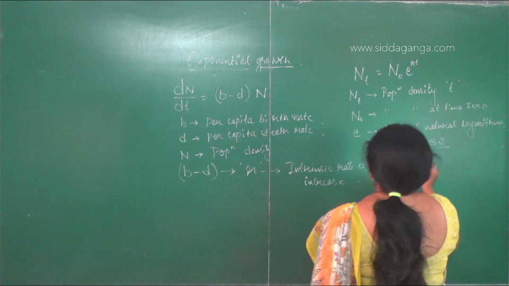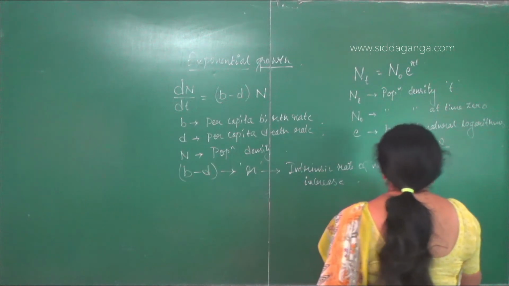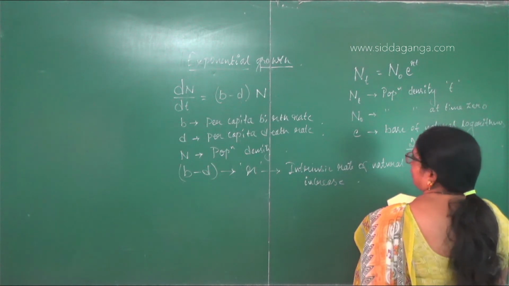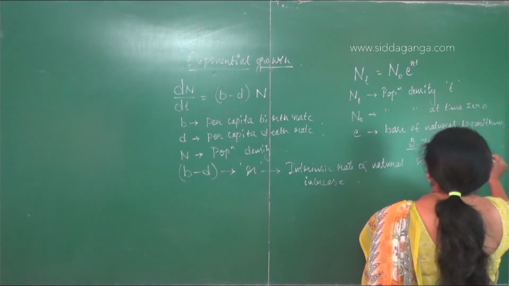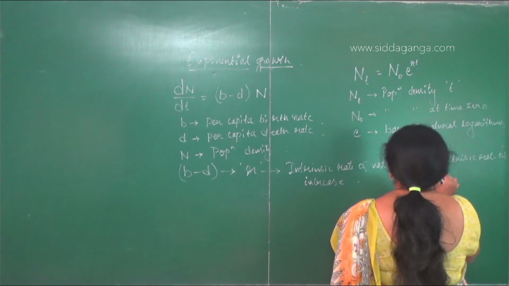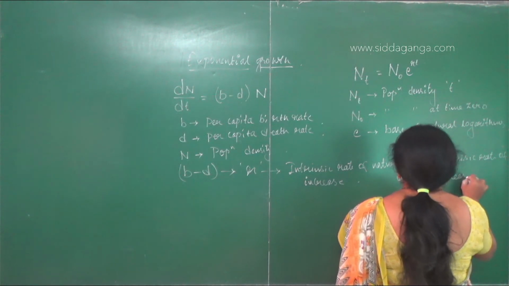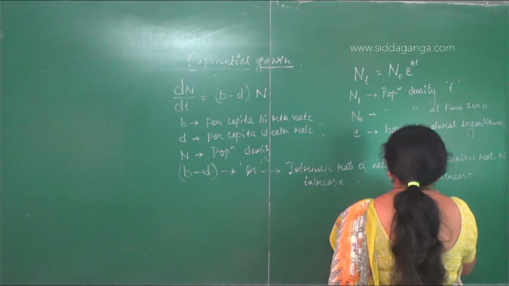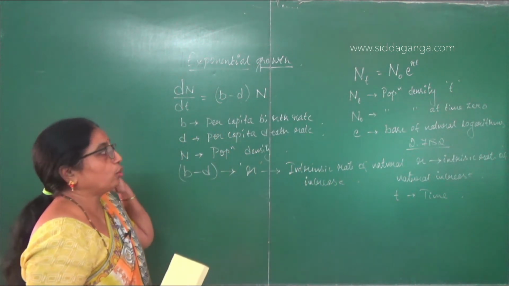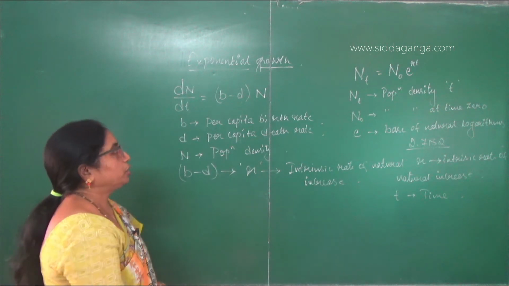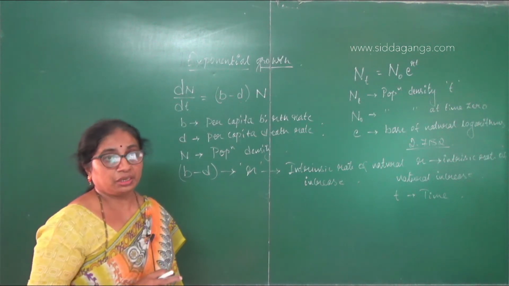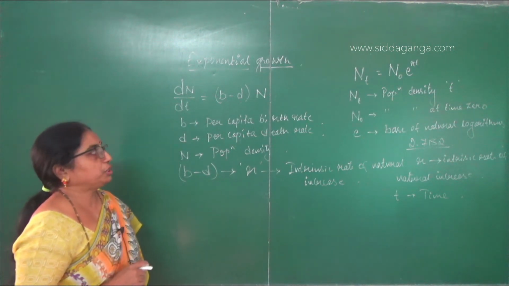And r is nothing but the intrinsic rate of natural increase, and t is equal to time. So N naught e to the power of rt also represents the exponential growth, where the growth occurs in geometric ratios, and there is a fast increase in the population density.